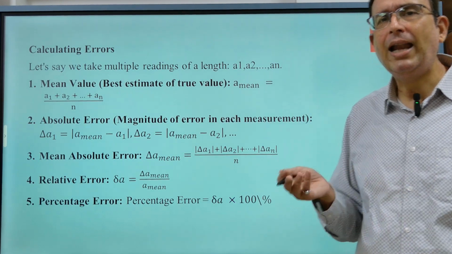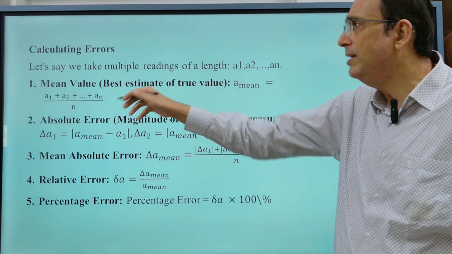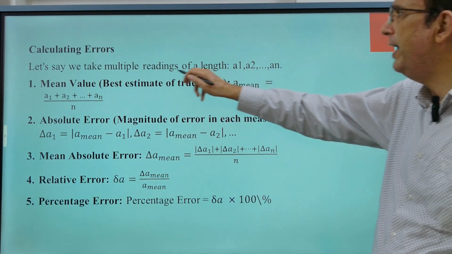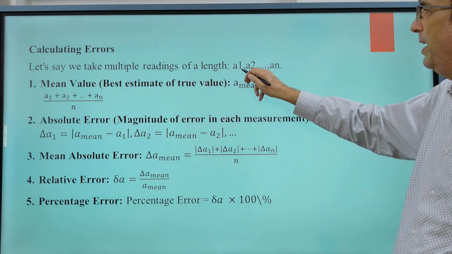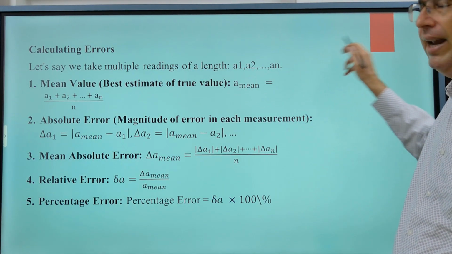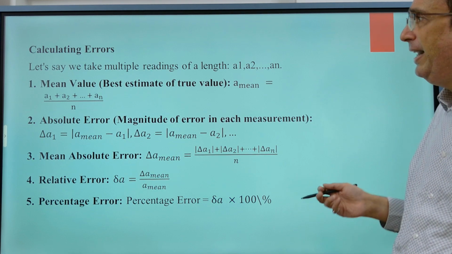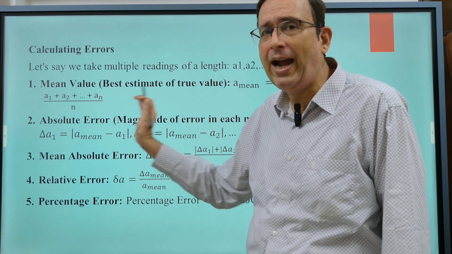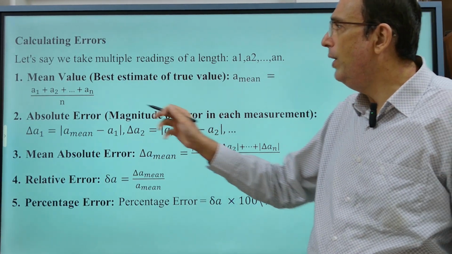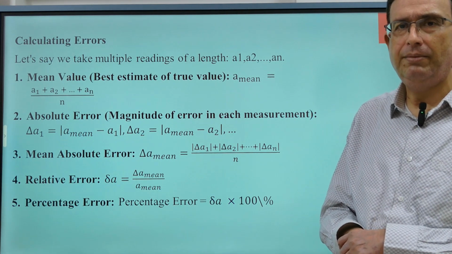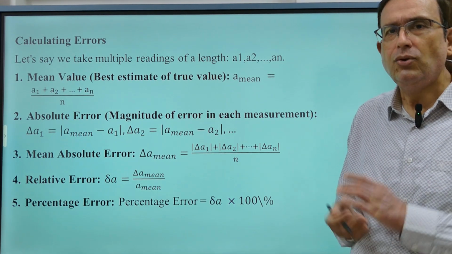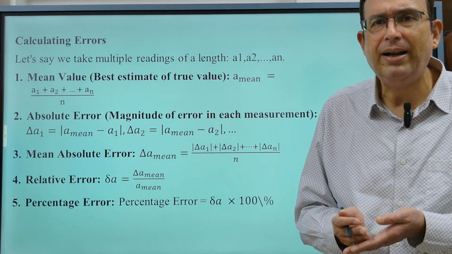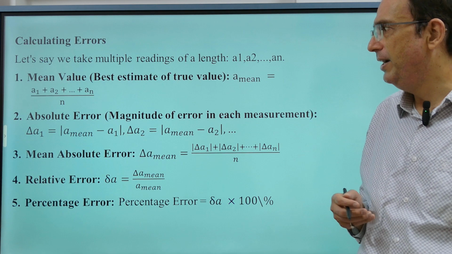So let us say we are calculating errors. What is the mean? The mean is the best estimate of a true value. Let us say you're taking multiple readings of a length, and those readings are labeled A1, A2, A3, A4, up to AN. Then the mean value, or the best estimate, would be A1 plus A2 plus A3 and so on up to AN. You add all the values and divide by the number of measurements. If you have taken n measurements, you sum them all up and divide by n, then you get the mean or the best estimate.